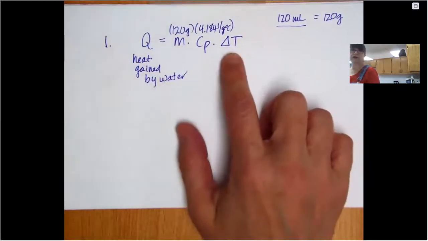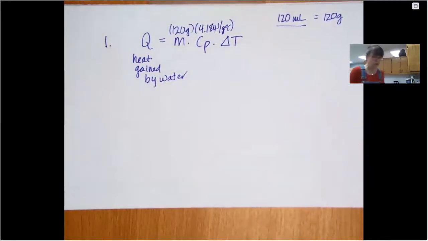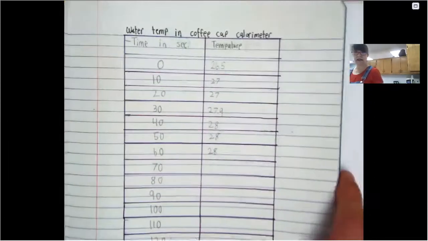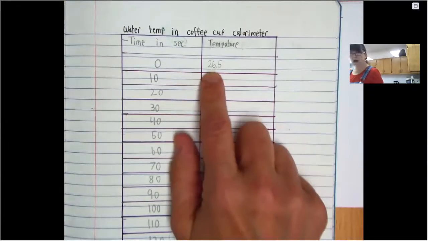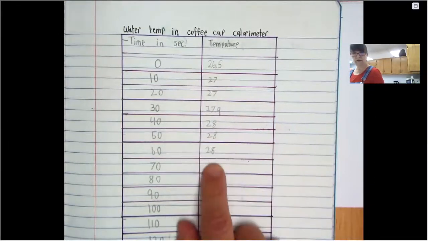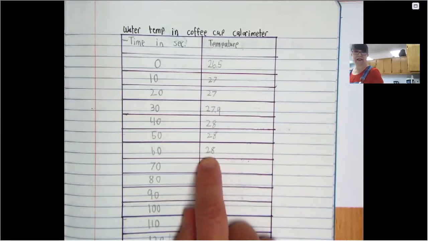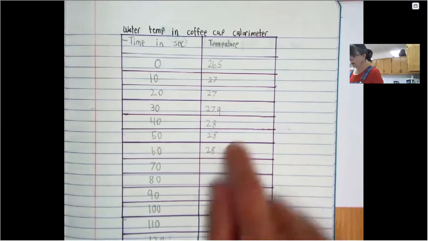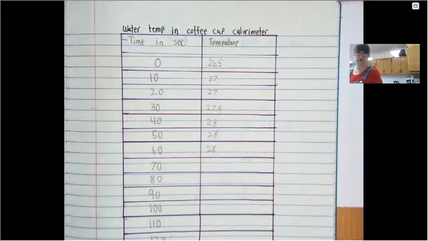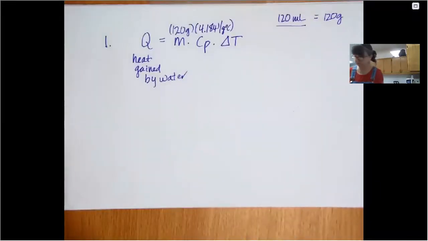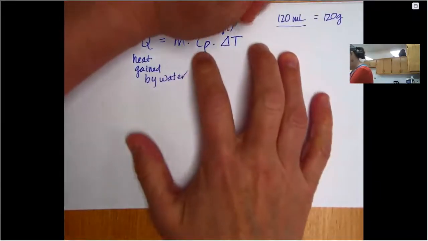And then we want to know the delta T of water. Well, you can see from this student's data that their water started at 26.5 and it increased to 28. So how am I going to get the difference in temperature? Well, I'm going to take 28 minus 26.5, which would be, in this case, 1.5.